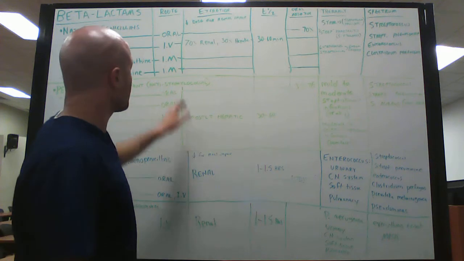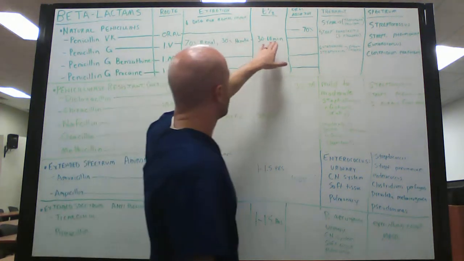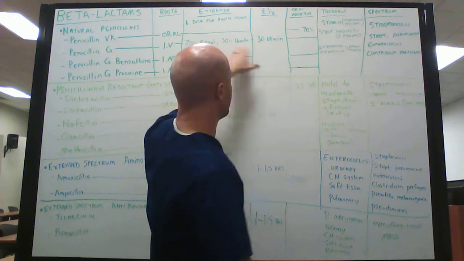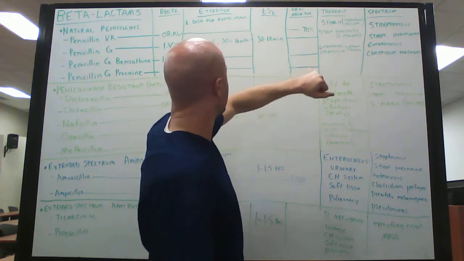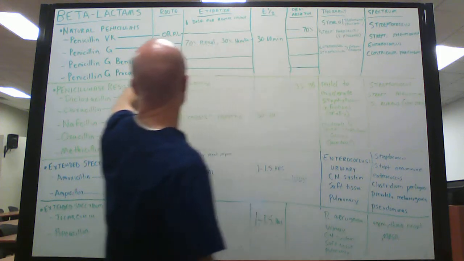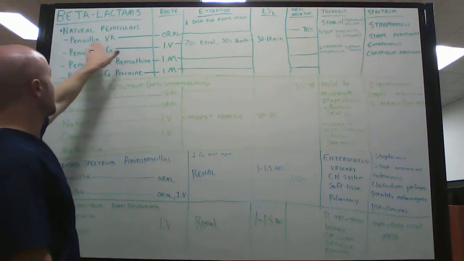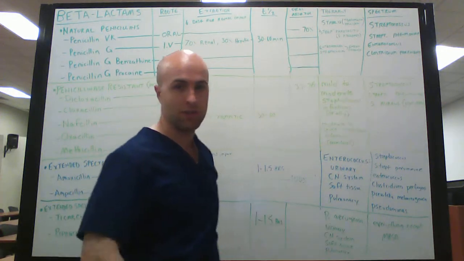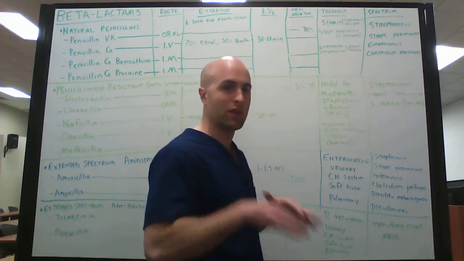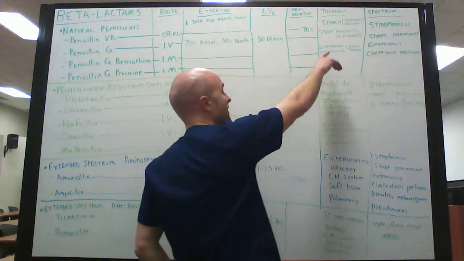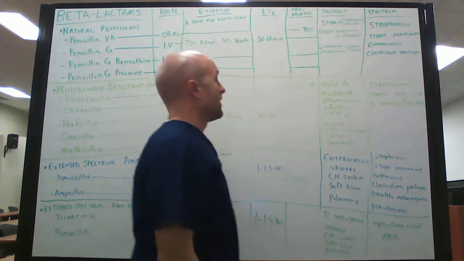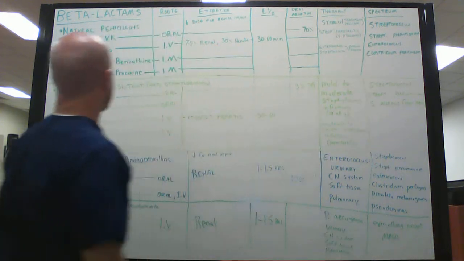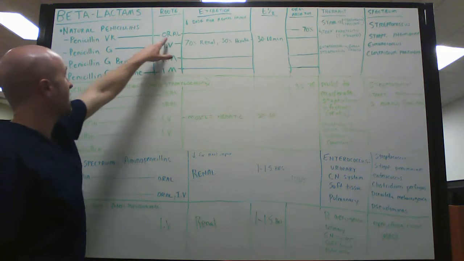Going over here, the half-life for most of these is 30 to 60 minutes. At least that's what the one that they listed was. And the oral absorption for Viking penicillin, Penicillin Vk, is 70%, which means if you put it in your mouth, about 70% of the drug will actually have bioavailability. And then I'll cover the therapy and the spectrum at the end. So Viking Vk is oral.